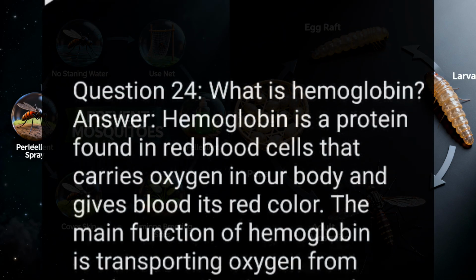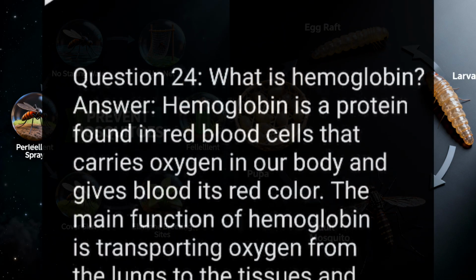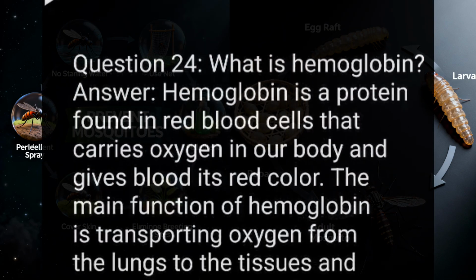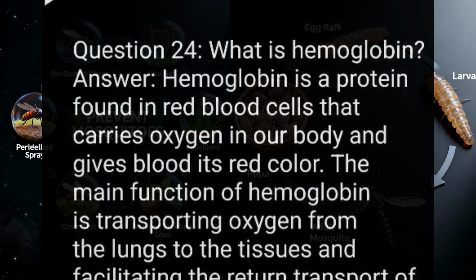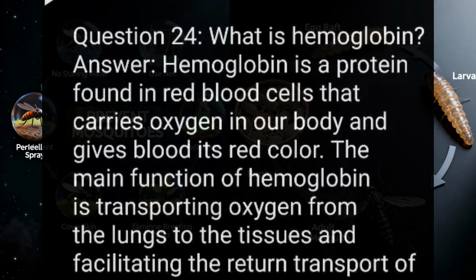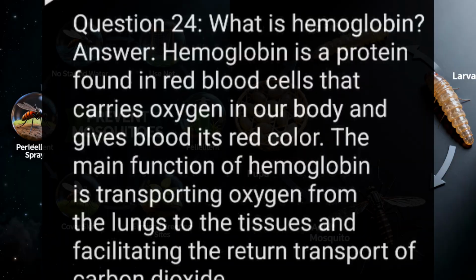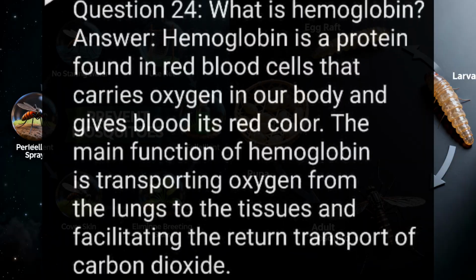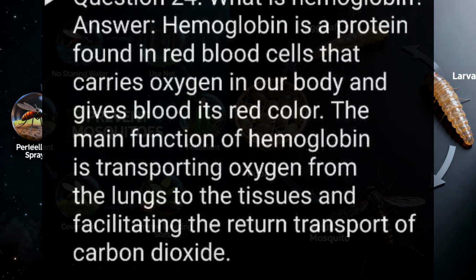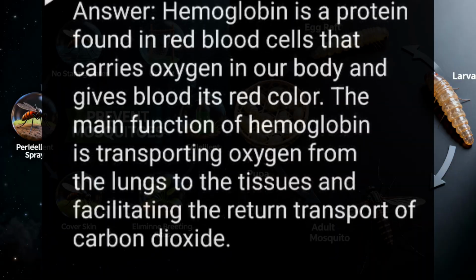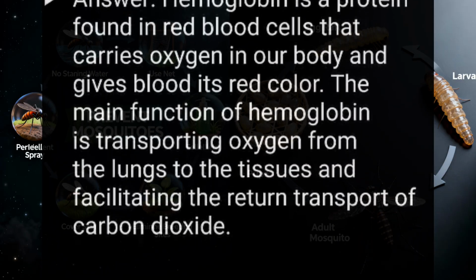Question 24. What is hemoglobin? Answer. Hemoglobin is a protein found in red blood cells that carries oxygen in our body and gives blood its red color. The main function of hemoglobin is transporting oxygen from the lungs to the tissues and facilitating the return transport of carbon dioxide.